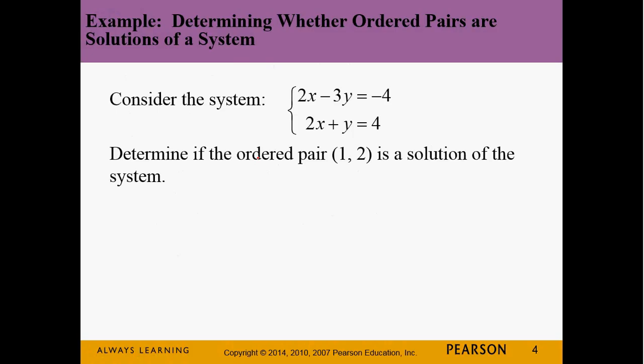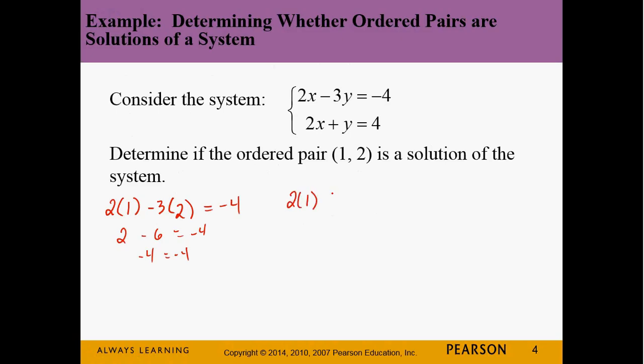Okay? So let's try it. Let's plug it into the first one. 2 times x minus 3 times y equals negative 4. So 2 times 1 minus 3 times 2 equals negative 4. So what's 2 times 1? Negative 3 times 2. So 2 minus negative 6 is negative 4. Is negative 4 equal to negative 4? It is. So now we know that. We go to the next one.